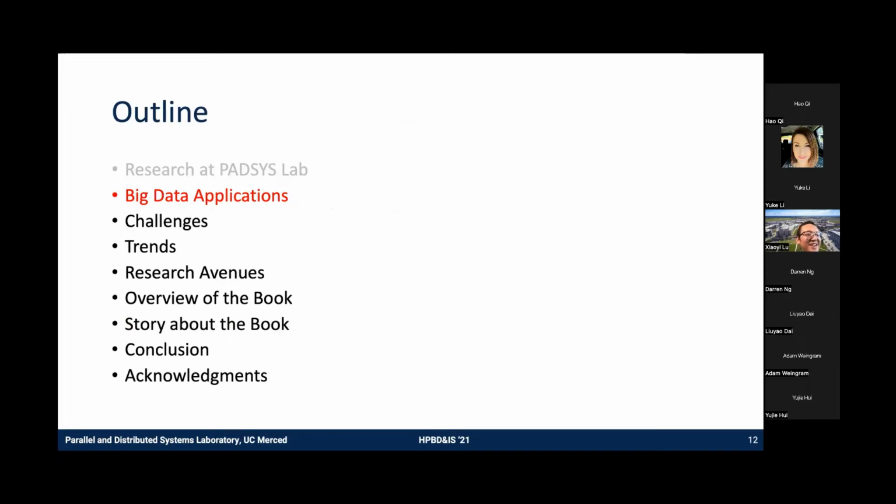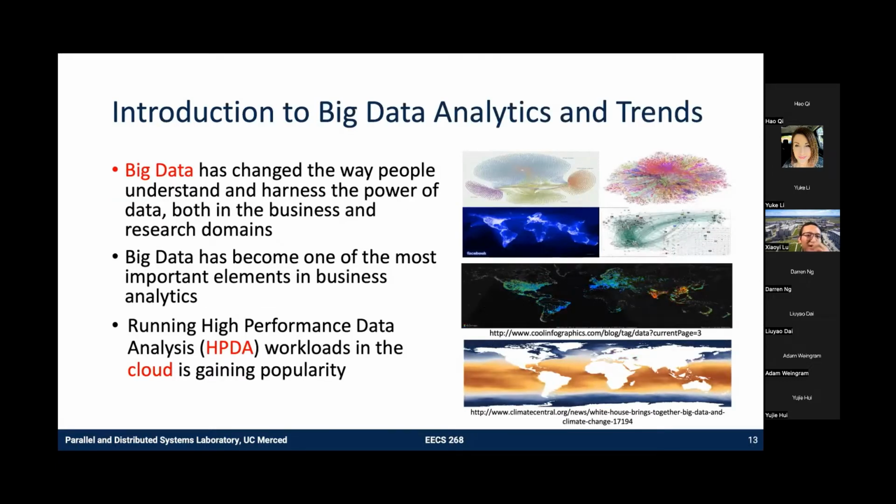Okay, now let's go to the major focus of this talk. We are trying to discuss what big data is, what kind of big data applications there are today, and why this is a big problem and a big challenge. As you can see, big data has changed the way people harness the power of data, including not only the business domain but also our scientific computing domain. Some of these figures show different applications in different areas.